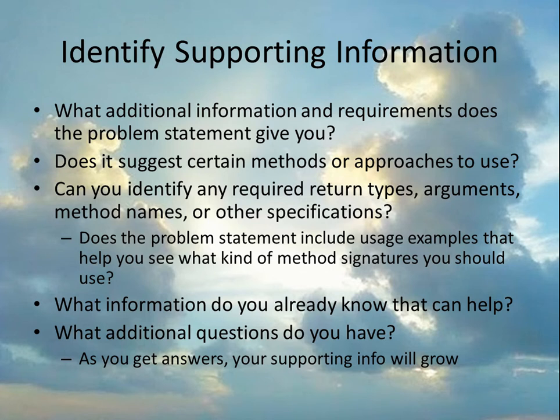So then you want to figure out what your supporting information is. So what do we mean by supporting information? So this could be a variety of things. So in addition to the overall problem requirements, are there additional restraints or stipulations or information that the problem statement gives you? For example, are there suggestions about using certain methods or certain approaches, things like that? Do they require that you use certain approaches? That might be an extra requirement or stipulation that you have to consider.